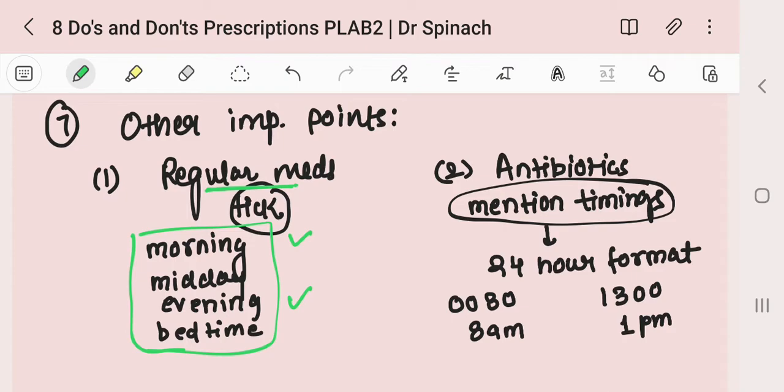And when we talk about antibiotics, there is nothing like morning, midday, evening, or bedtime when you go to the antibiotic prescription paper. So what you need to do is write the specific time that you need to give the antibiotics. And this timing should be in a 24-hour format. So remember, a 24-hour format. Okay. So what is a 24-hour format? It will be indicated by four numbers. So 8 a.m. would be indicated by 0800, 1 p.m. 1300. So you need to know this.